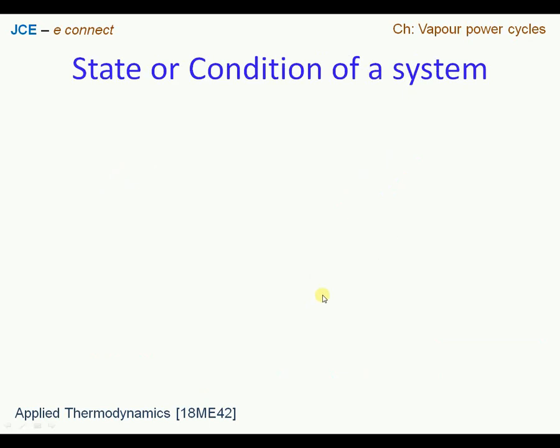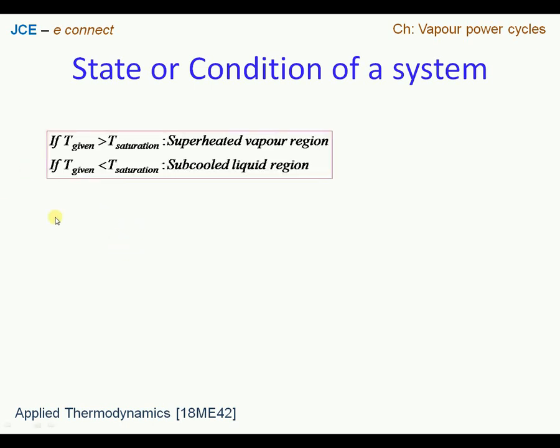And moving further, in order to find the state or condition of a system, we have some criteria lined up, and this criteria makes things simple for us to know which part of the data table has to be referred under which condition. So if the given temperature, the temperature at which the system exists, is greater than the saturation temperature, then we call it a superheated vapor region. So one may have to refer to superheated tables to extract the property values.